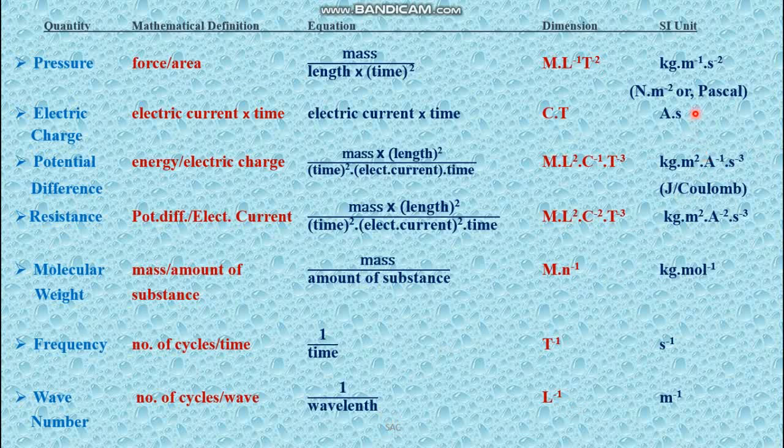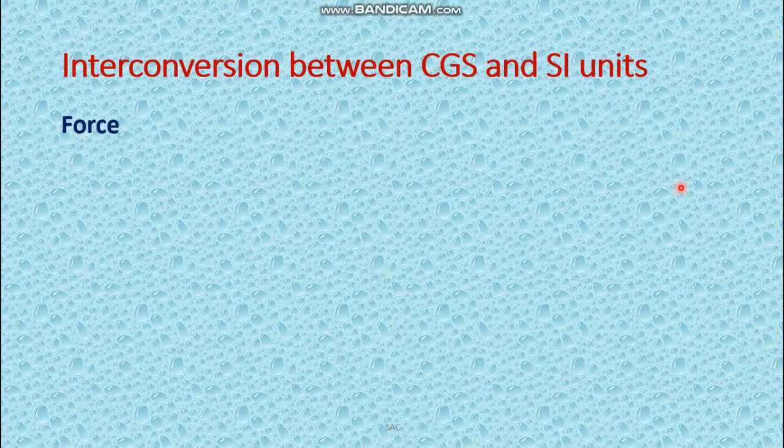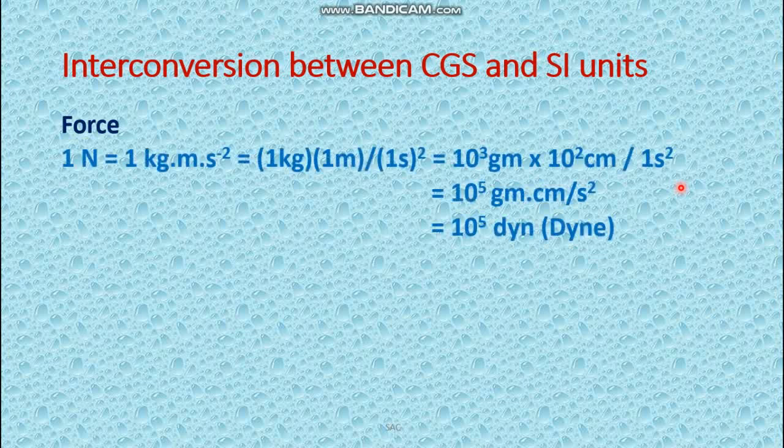Now these units are all SI units, but we have some other conventions like CGS or FPS. The full form of CGS is centimeter gram second, FPS is foot pound second. So there are some other usual units also. So we have to convert these SI units into other units. Let's start from force. Force has the SI unit Newton. If it is 1 Newton, then it is 1 kg meter per second square. That is 1 kg into 1 meter divided by 1 second whole squared. Instead of 1 kg, you have to put 1000 gram.